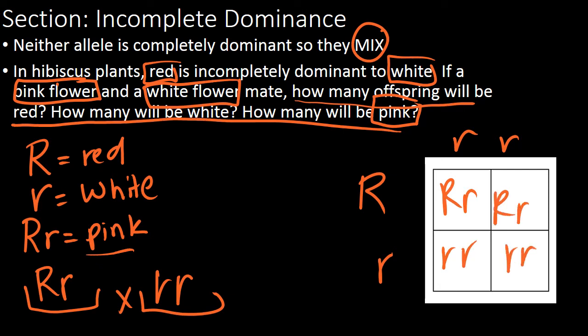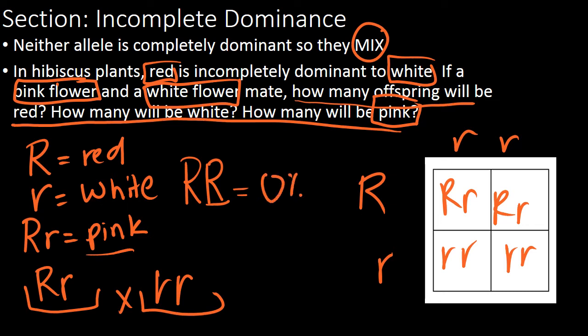And then it asks how many of the offspring will be red. To be red, I need a capital R and my second R. I usually say I don't care, right? This time it has to be another capital R, because if I put anything else, it'll give me a different color. So I'm looking for all the ones that are capital.